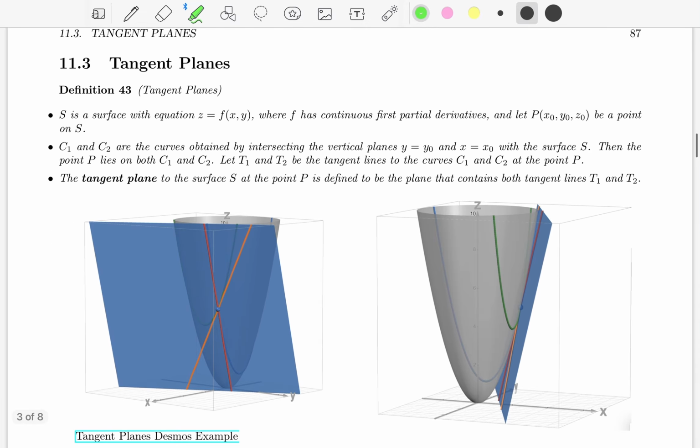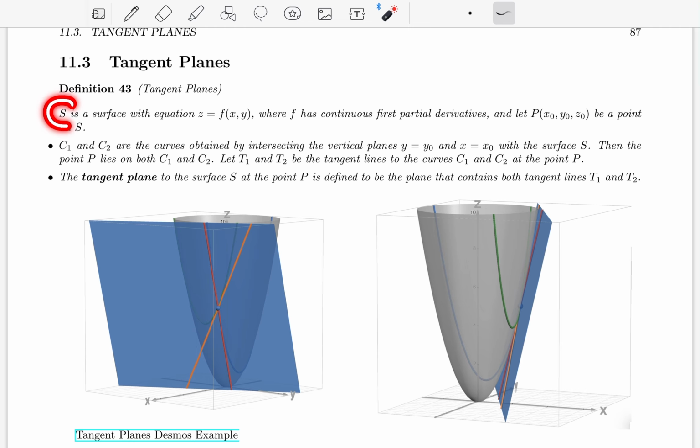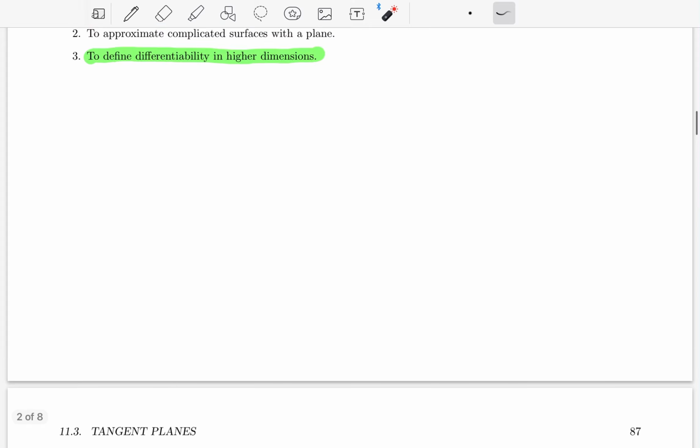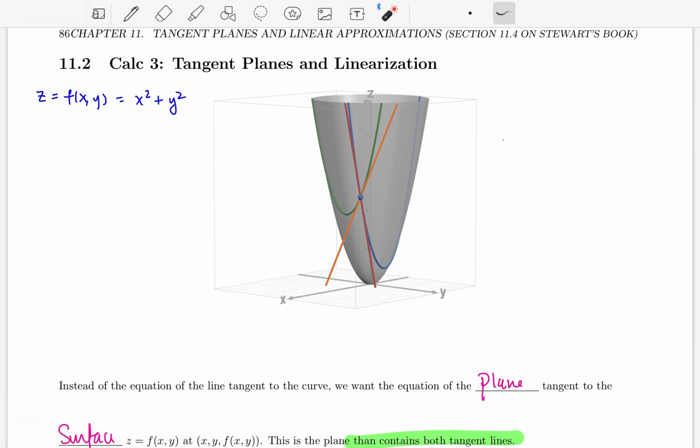Tangent planes. So if S is a surface with equation z equals f of x, y, and I need my partial derivatives to be continuous, and I'll show you why in a minute, then P, defined with x naught, y naught, z naught, is a point on S. On top of that, I have that C1 and C2 are the curves obtained by intersecting the vertical planes, y equals y naught and x equals x naught. So by that I mean these two curves.